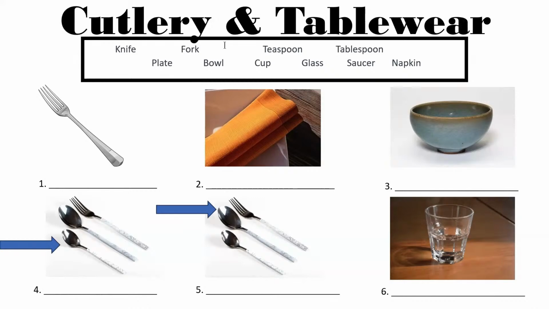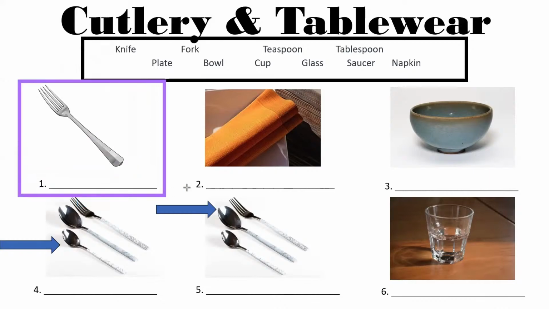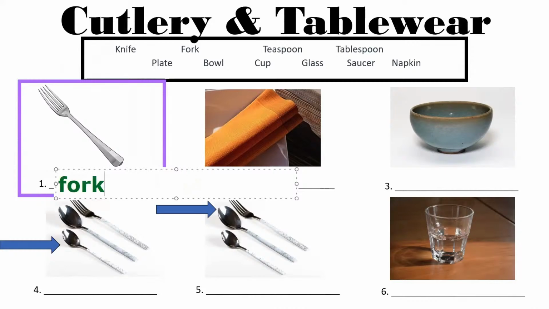So first we'll be looking at cutlery and tableware. We have the different names of these items at the top. So this is our word bank. So let's get started with our first object right here. We call this a fork. Fork.